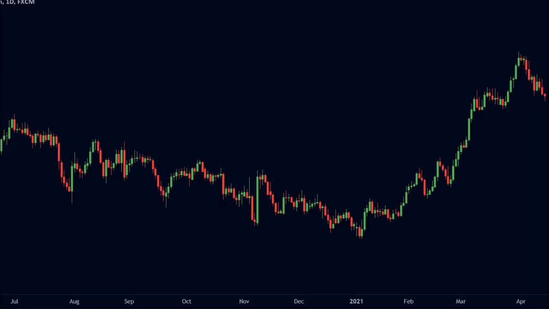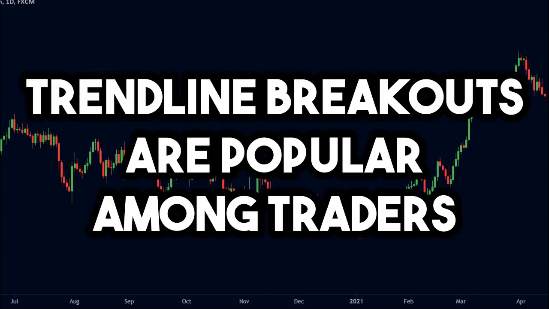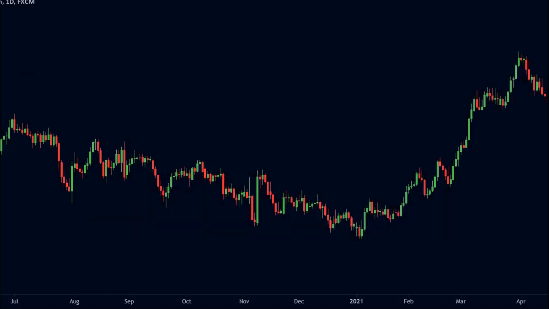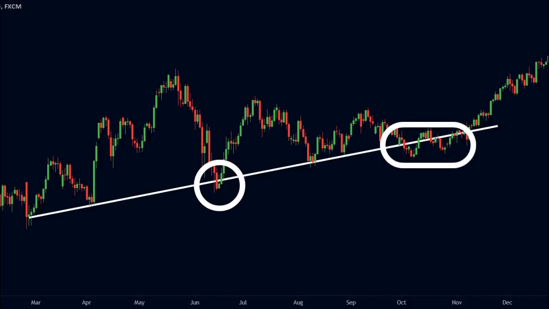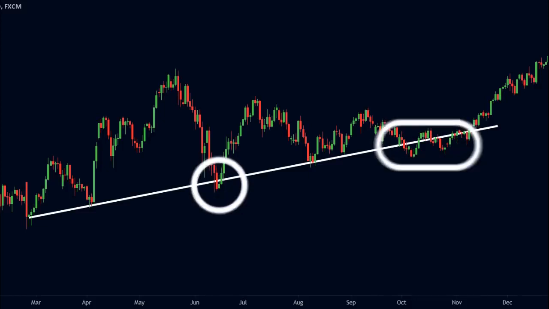This is the reason why trendline breakouts are very popular among traders. They give the opportunity to enter the trend at an early stage. But the problem is, a lot of times, the price does break out of the trend line just to reverse and resume the trend again.